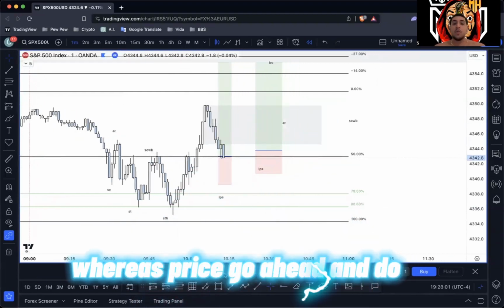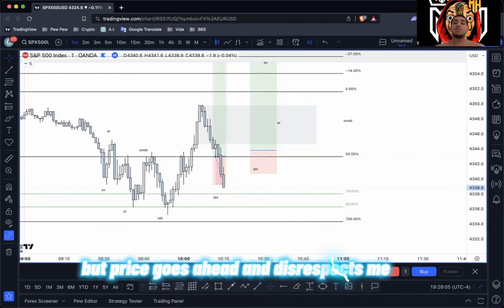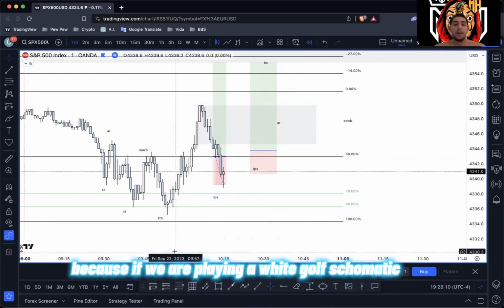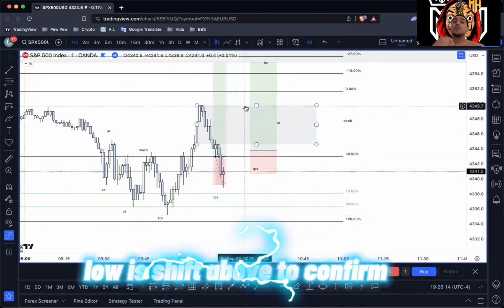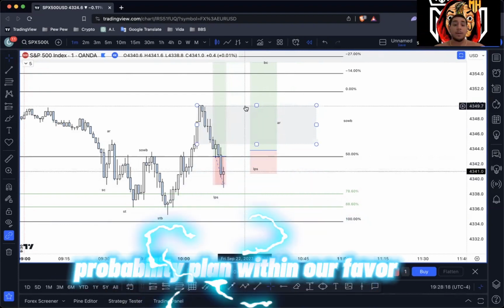What does price go ahead and do? We get dropped back in, retrace, but price goes ahead and disrespects it. Now, this is okay because if we are playing a Wyckoff schematic, we understand we have to go from a low to a higher low, then a shift above to confirm that this market is now shifting above, and now we have a higher probability playing within our favor.